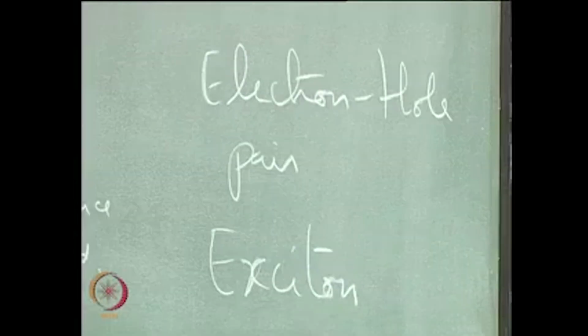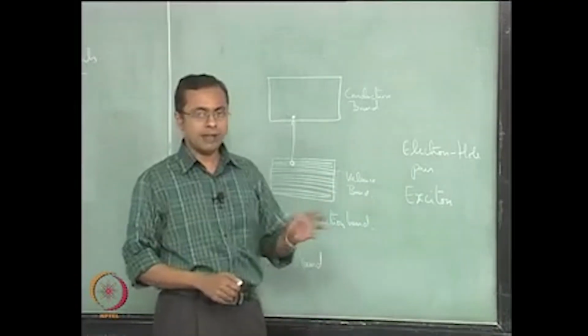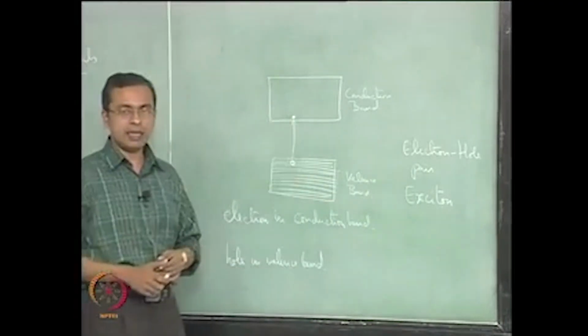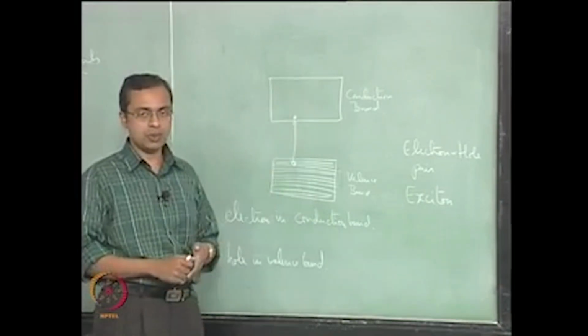So if you read articles in physics, articles about the physics of materials, popular articles or even books, you will see this term exciton. It refers to this electron-hole pair which forms when an electron absorbs energy and goes up to the conduction band.